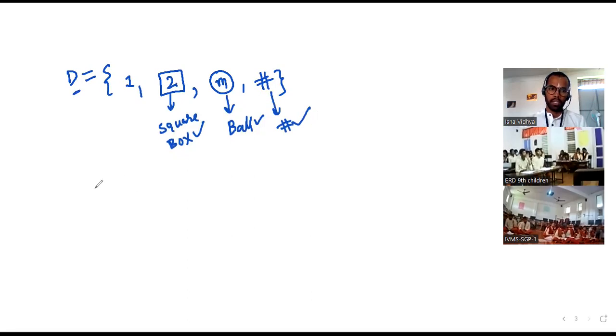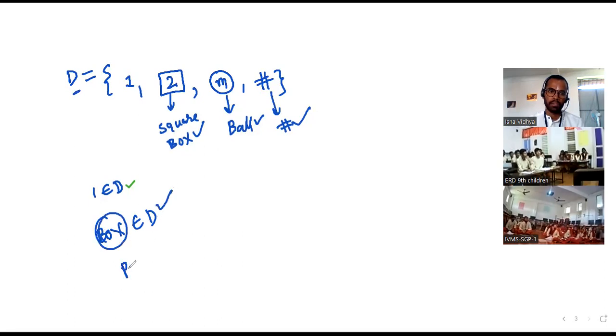Now I'm going to ask the same thing. 1 belongs to D, correct or wrong? 1 belongs to D, correct? Okay. Now tell me, next one. Does this box belong to D, yes or no? Box also belongs to D. I mean, it's not that exact box, but I'm saying some kind of box belongs to D. That's also correct. And some ball also belongs to D. And hashtag belongs to D.